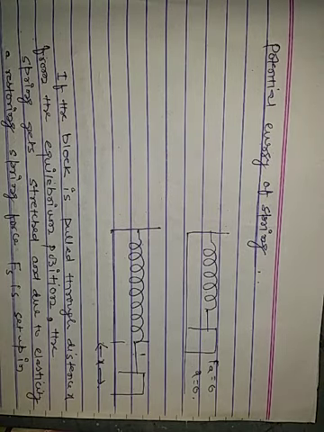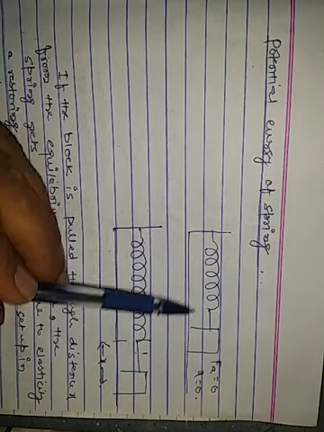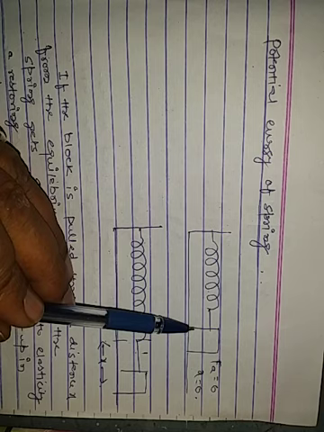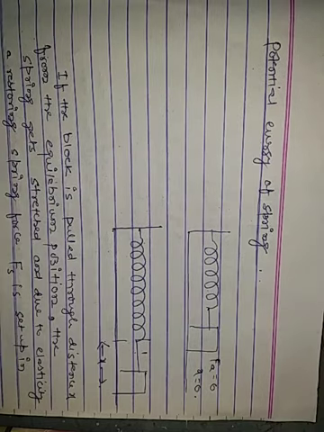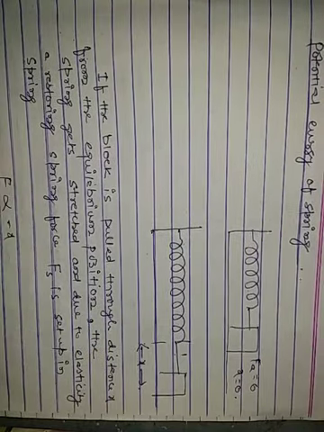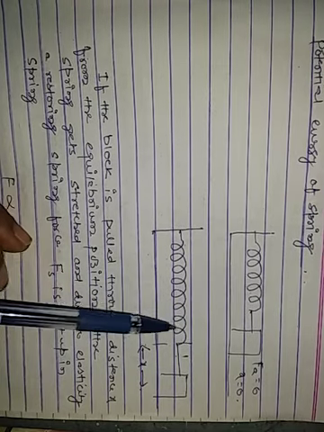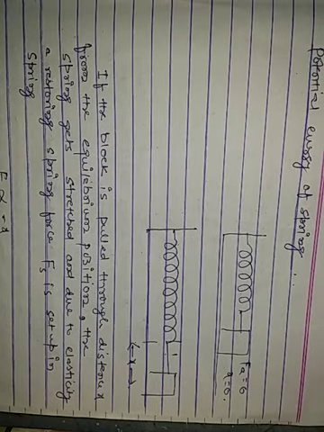In this session, we discuss the potential energy of the spring. This is the normal position of the spring, where F is 0 and x is equal to 0. And when it is stretched by a distance x, this is the elongated position of the spring.